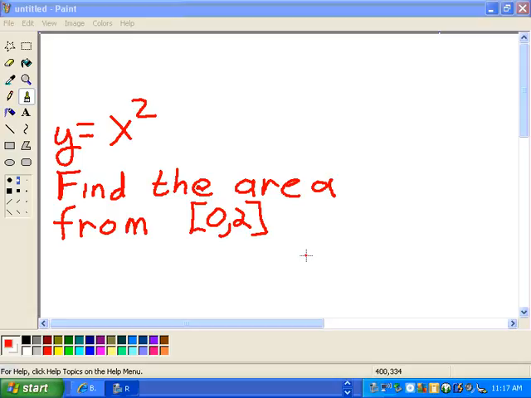I'm assuming that you guys know what the graph of y equals x squared is from school. So there's a smiley face parabola.